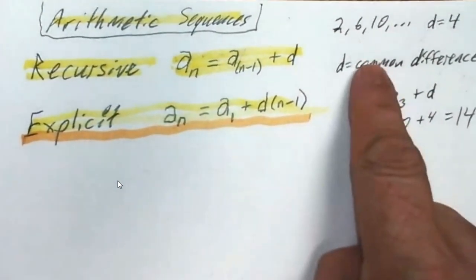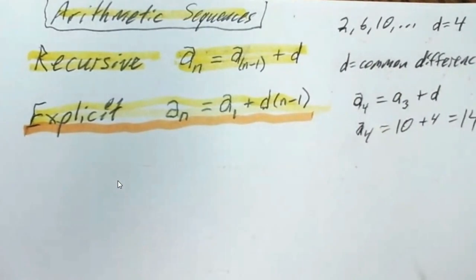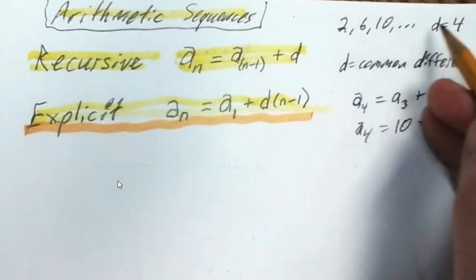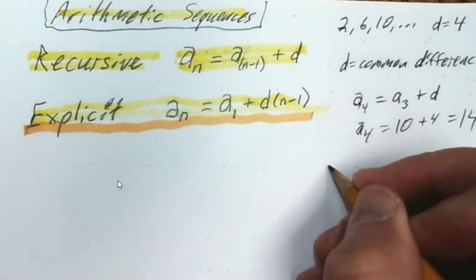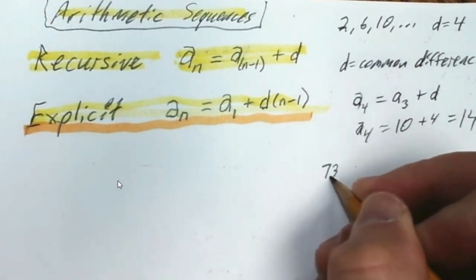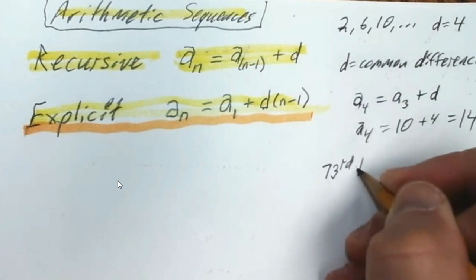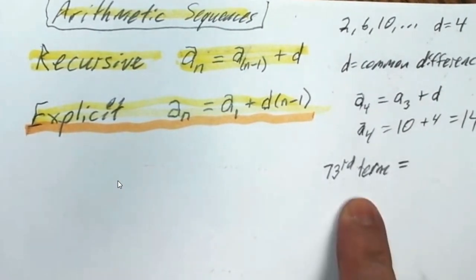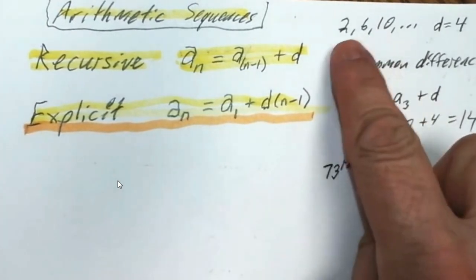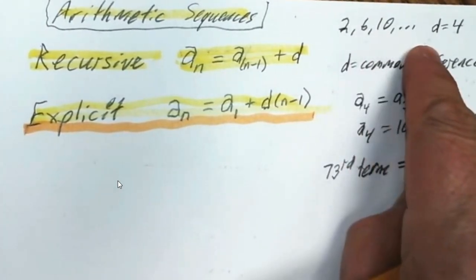Let's try that with our little sample we were doing here. We have 2, 6, 10, common difference is 4. And now I want to know the 73rd term of this sequence. What is the 73rd term? 2, 6, 10, etc.